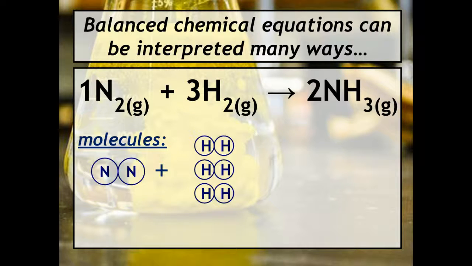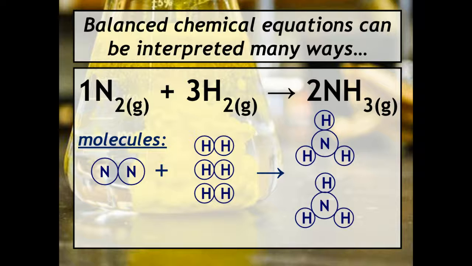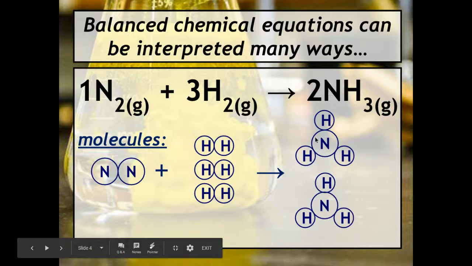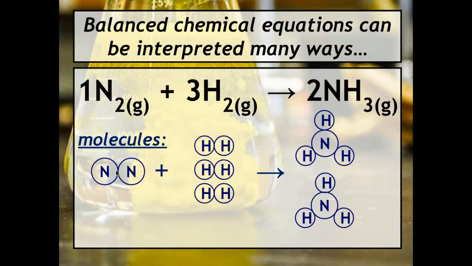So, nitrogen, we have two molecules right here. N2, there's two molecules. How about hydrogen here? We have 6 molecules. How about ammonia? We have 2 molecules of ammonia, NH3. So there's one way to interpret a chemical equation, by molecules.